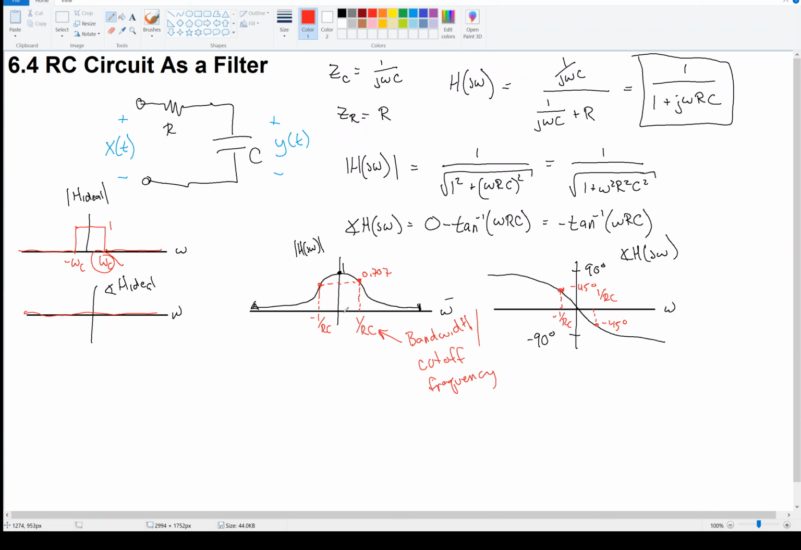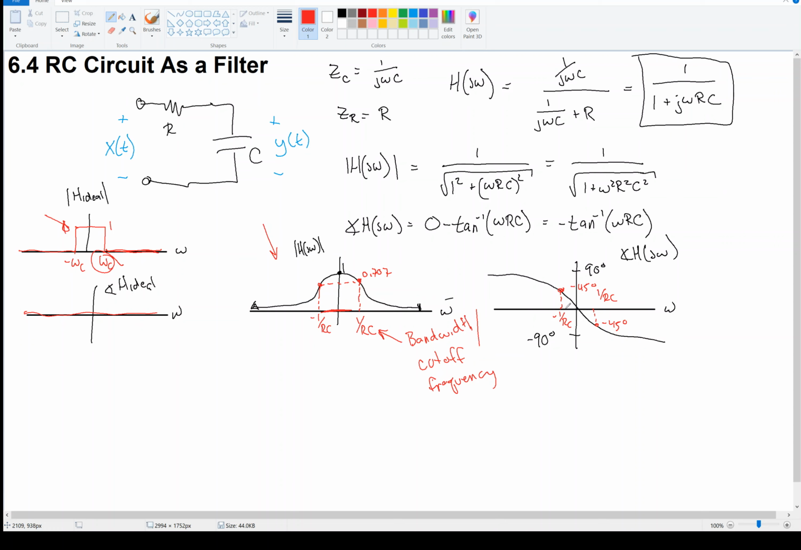You see, even though this is not exactly like this over here, it's approximately. Frequencies around or less than 1 over RC, so frequencies around here, are approximately scaled by the value 1, like it is here, right? And then for frequencies larger than 1 over RC, they're attenuated by something very small, close to 0, like it is here. So this is an approximate low-pass filter, you see?